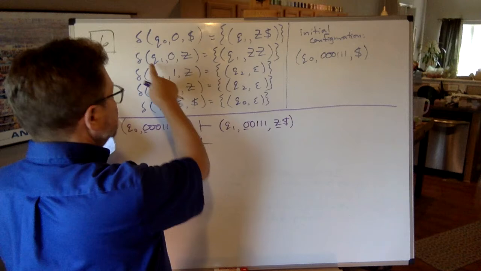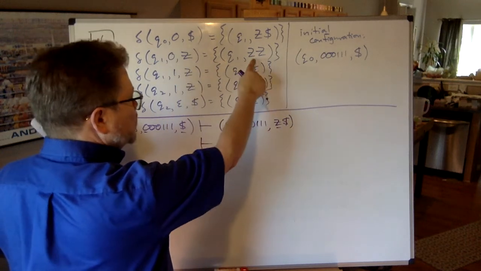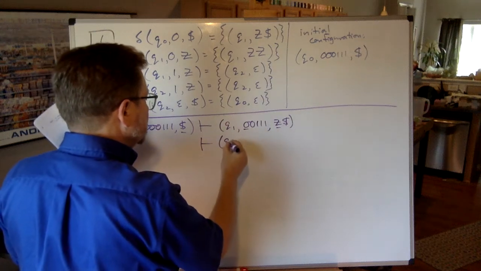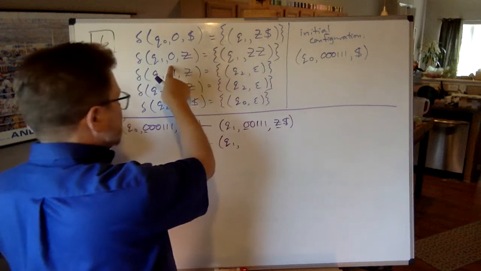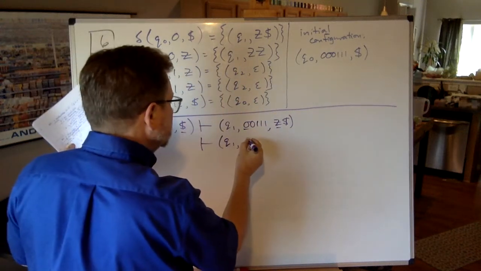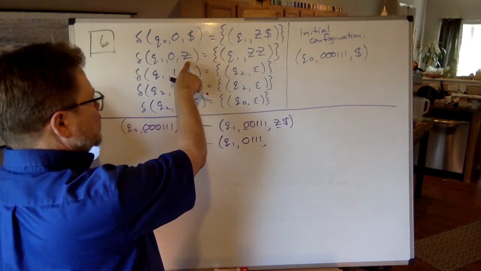We're in Q1. I spy a 0 in the input, and there's a Z on top. Look what it does. It moves to Q1, in effect staying in Q1. The 0 that we just now ate up over here, that's gone. So in the input left, I'll have 0, 1, 1, 1. And it replaces Z. Look what happens here.